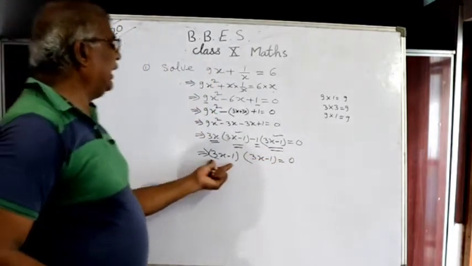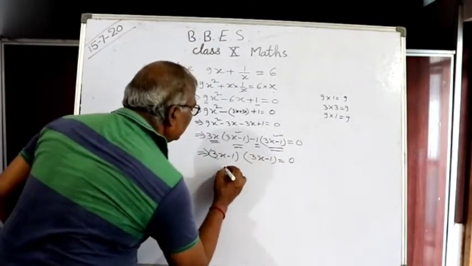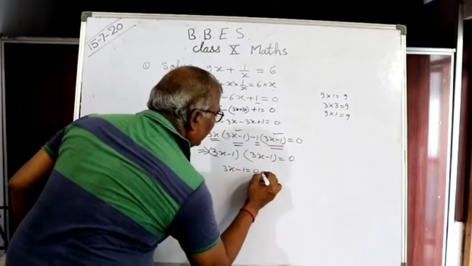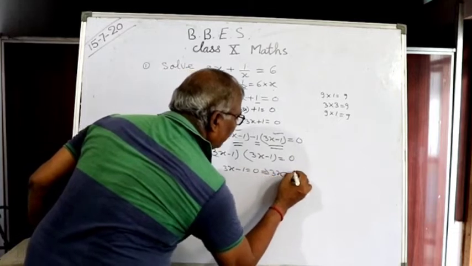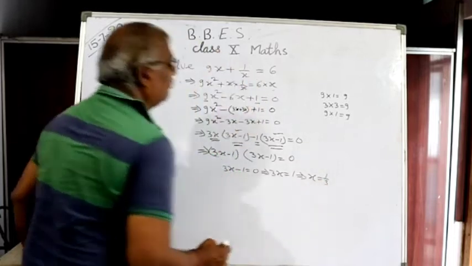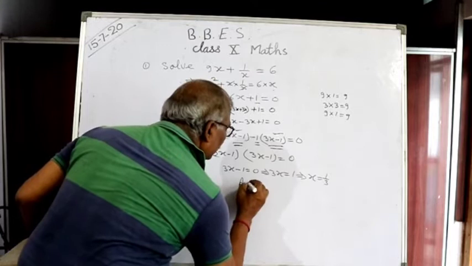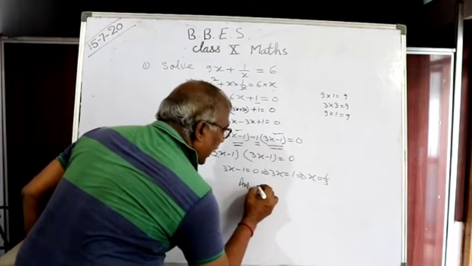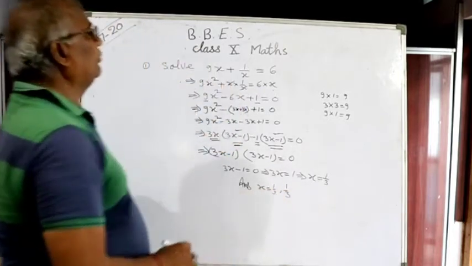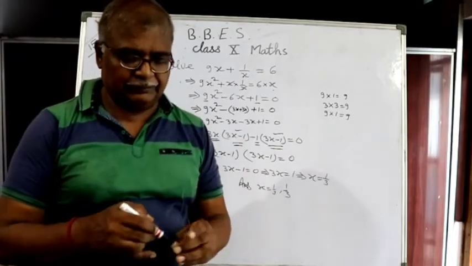Now, here we get the same factor, 3x minus 1. So 3x minus 1 is equal to 0. This implies that 3x is equal to 1, which implies that x is equal to 1 by 3. Another factor gives the same value. There are two roots: x is equal to 1 by 3, 1 by 3. Same factor. This is the solution of the quadratic equation.